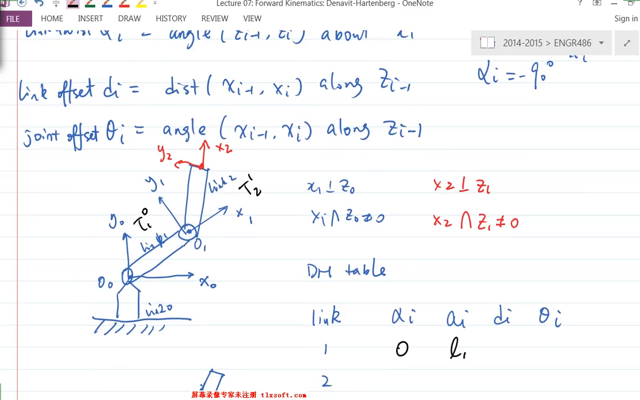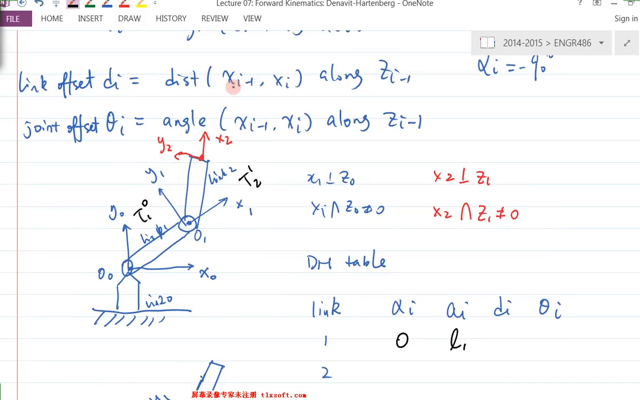d i, so d 1, what's d 1? d 1 is the distance between the two adjacent x-axes along z i minus 1. Remember how I assigned the two origins here. I put them in the same plane, so O1 is not out of the page. O0 and O1 are in the same page. If they're in the same page, the distance between these two x-axes is 0. If you are free to assign O0 out of the page, with a certain offset, that will give you a non-zero d i.